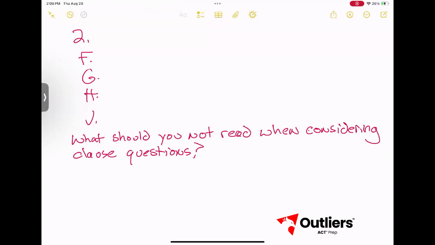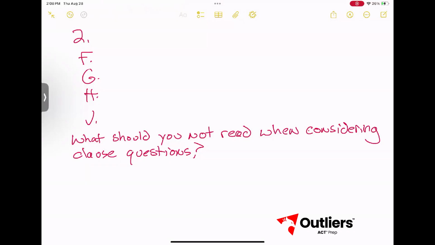As always, please retry the question before watching the video. There's only one thing you need to know to be able to answer this question. If you don't know the answer, please add it to your cheat sheet, master it, and go back 5 before continuing in the video. And that is, what should you not read when considering clause questions?